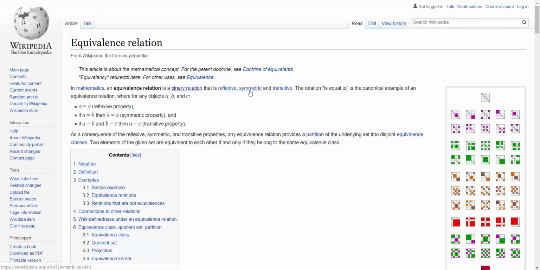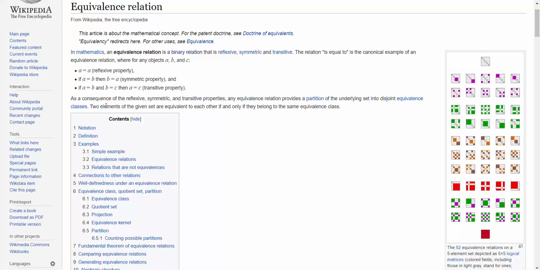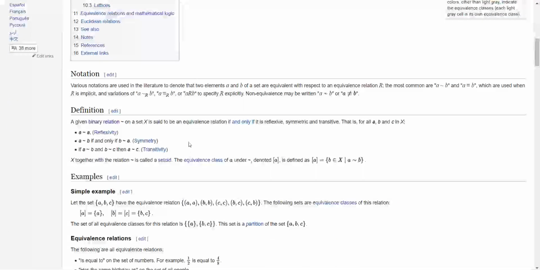There is reflexive, symmetric, and transitive. The relation is equal to, but for any objects A, B, and C. Okay. Transitive, reflexive, and symmetric. As a consequence of being reflexive, symmetric, and transitive, any equivalence relation provides a partition of the underlying set. Okay, I understand the concept, but I can't seem to get my head around it.